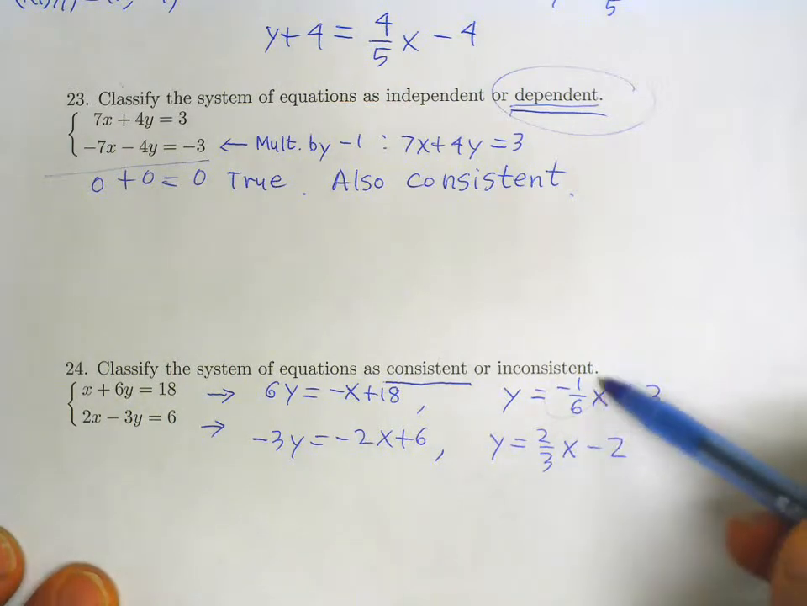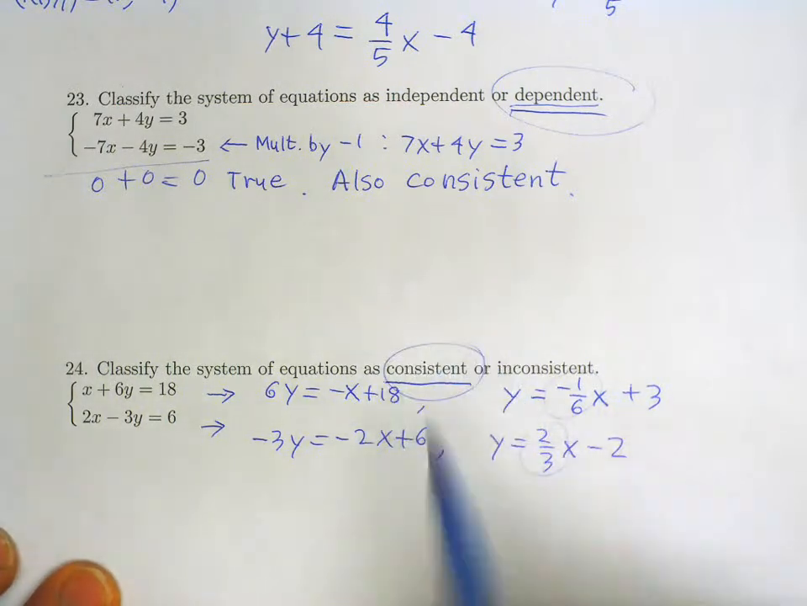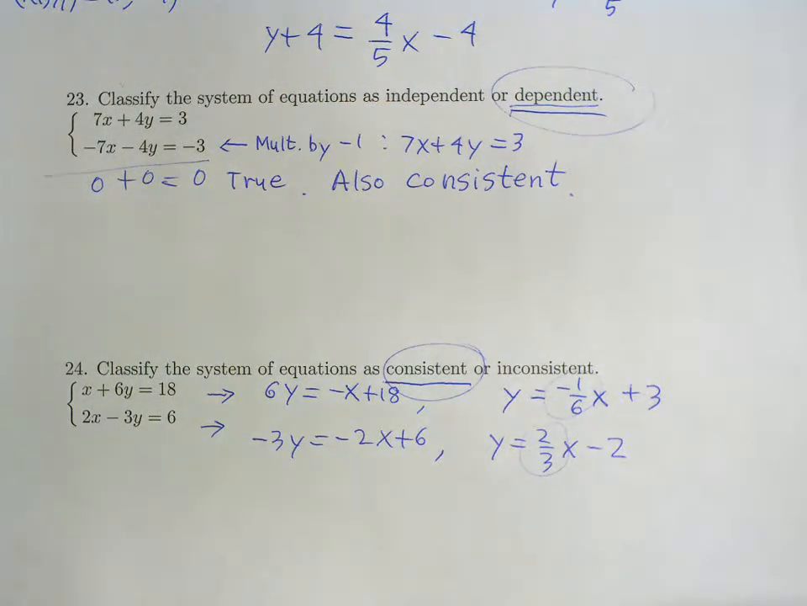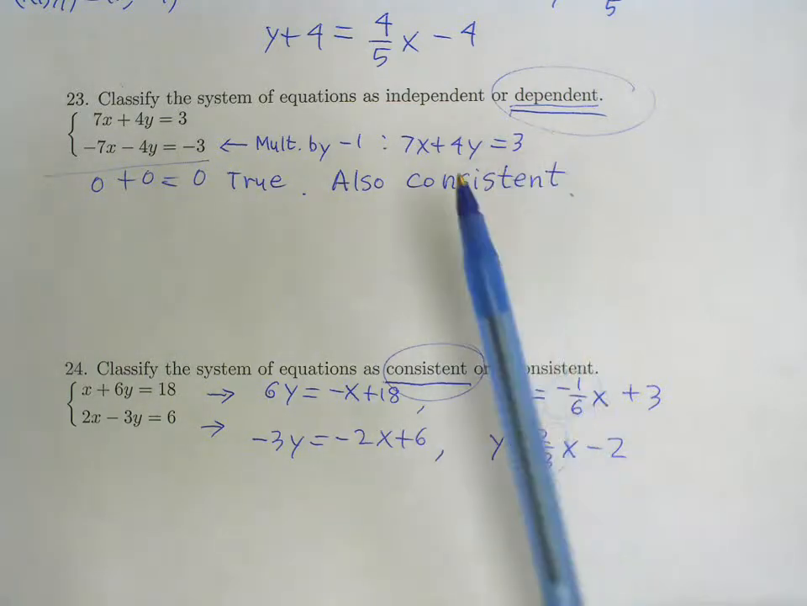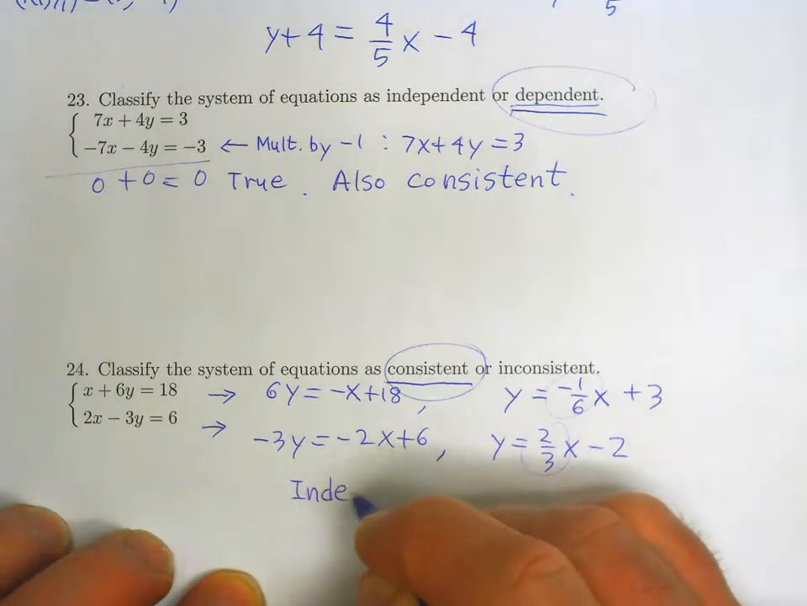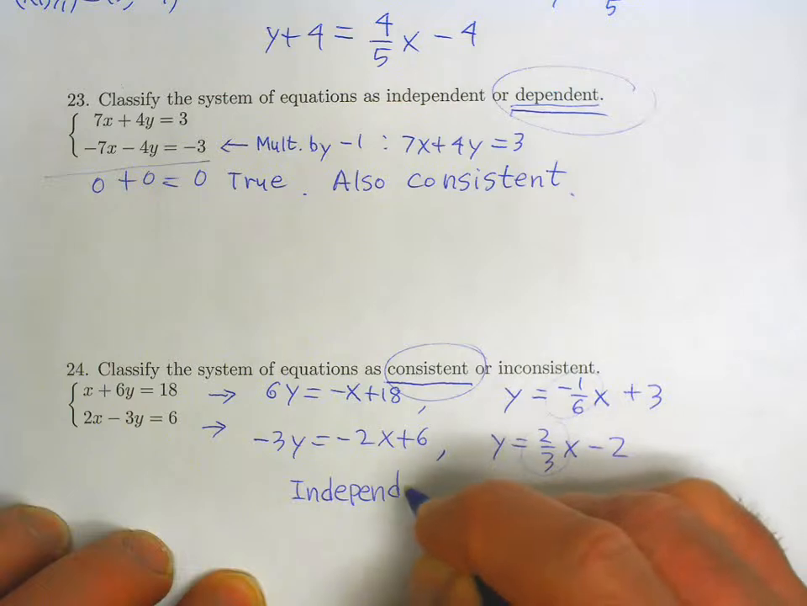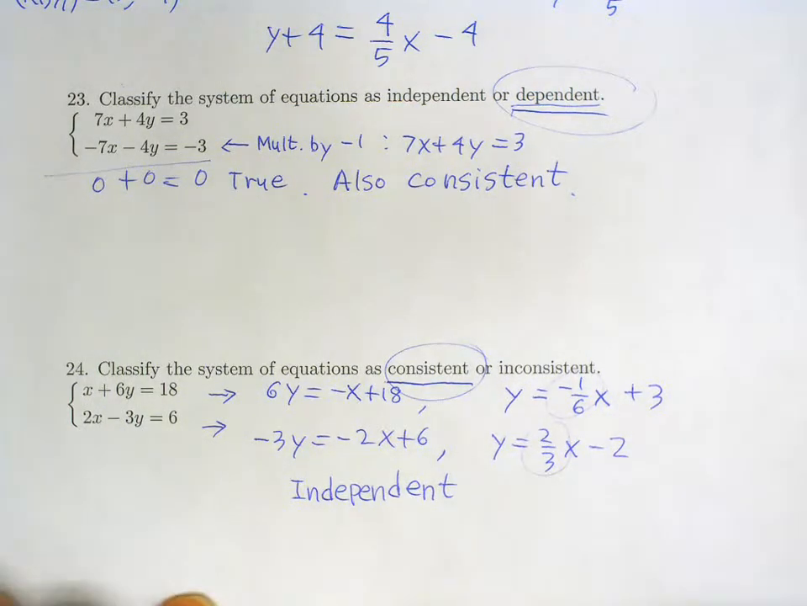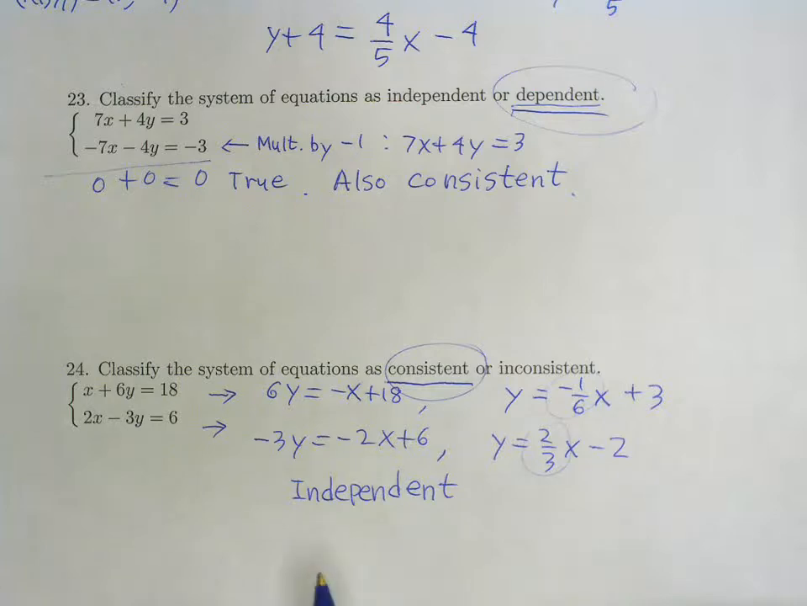Since the slopes are different, that means the lines intersect at exactly one point, one ordered pair, and so the system is consistent. The word independent would also go with this. If two lines have different slopes, it's independent. Okay, the next problem.